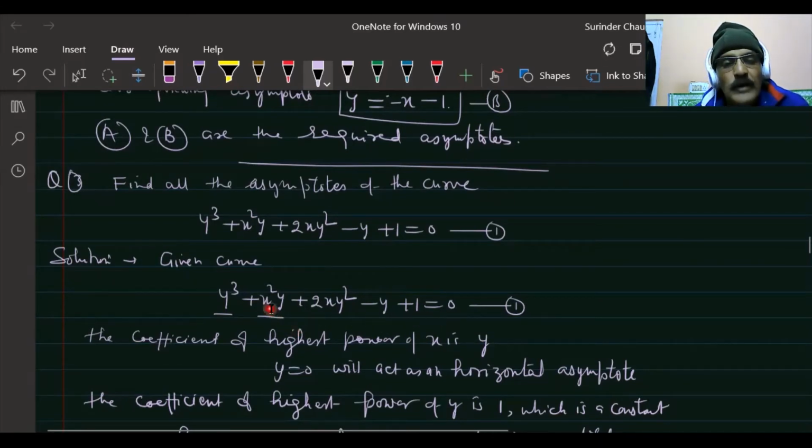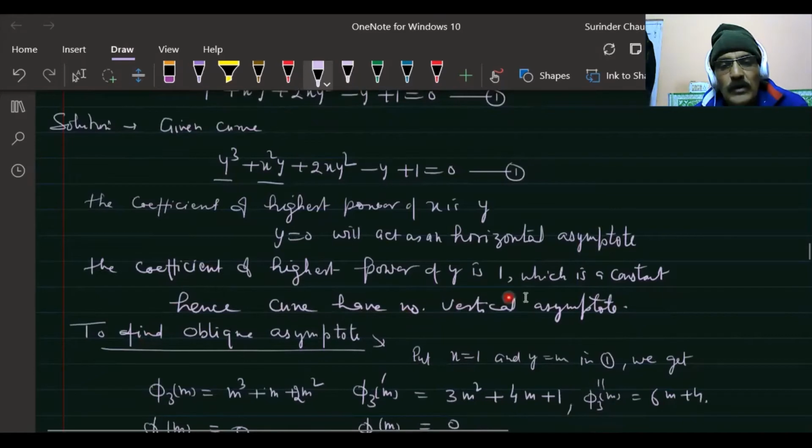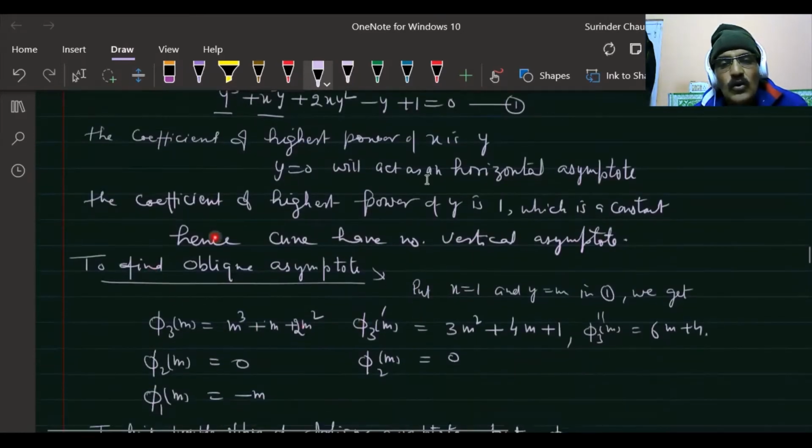The coefficient of the highest power of x is x squared. Put the coefficient equal to zero, this gives y equals 0. y equals 0, the x axis, will act as a horizontal asymptote. So no vertical asymptote, and this is a horizontal asymptote. The coefficient of the highest power of y gives no vertical asymptote. So the equation has one rectangular asymptote.